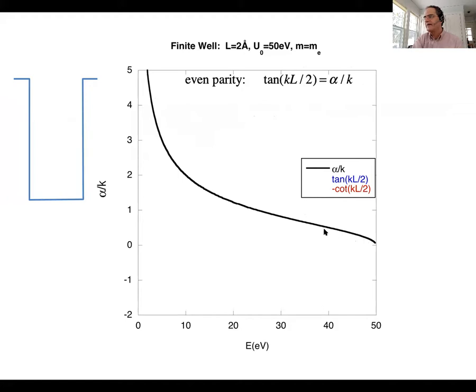So for example, this black curve here is alpha divided by K as a function of energy. And now I'll just plot on top of that tangent of KL over 2. And any time that those two functions cross, that represents a solution. Now in this case, I can only do this if I know what the values of L and U0 and m are. So I can only find the solutions, the energies, for specific cases. I don't get a general formula for the solution, but I can solve it for these specific cases.